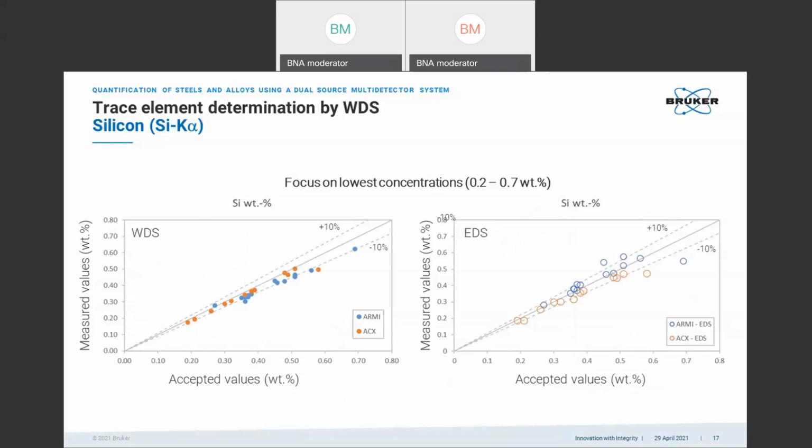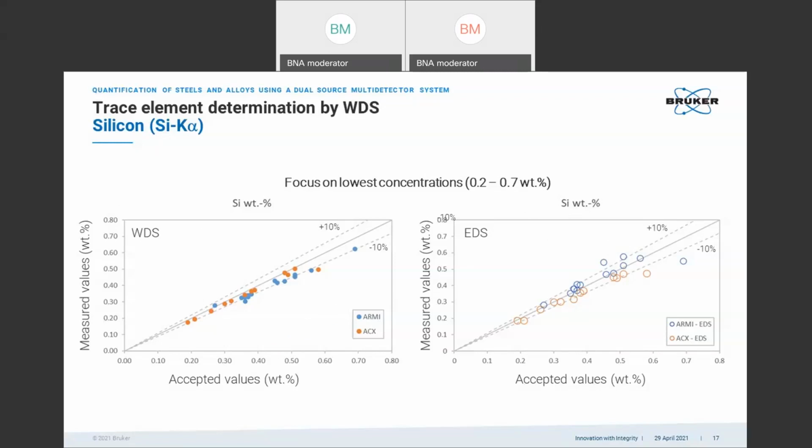So when we compare the data with EDS, we see here on the left side what we've seen before, but with a focus on the lower end. So we see only the concentrations below 0.8 weight%. So the nice correlation: measured values are matching well the certified values. And on the right hand we see EDS. EDS can well determine silicon, but there is more scattering. So the precision is not as good as with WDS.